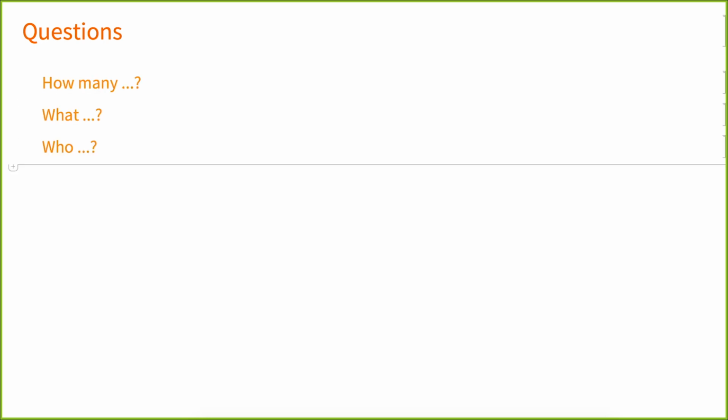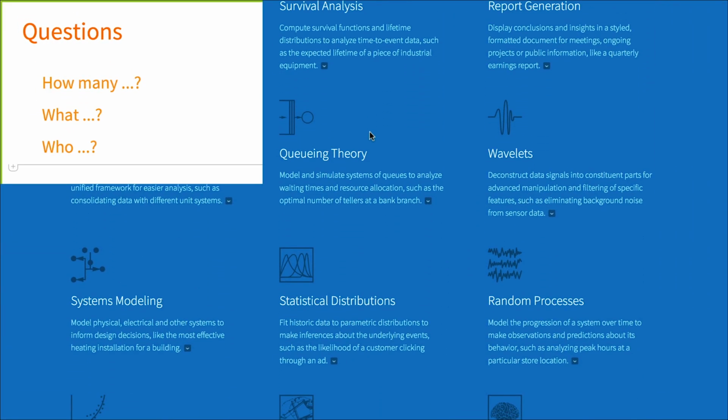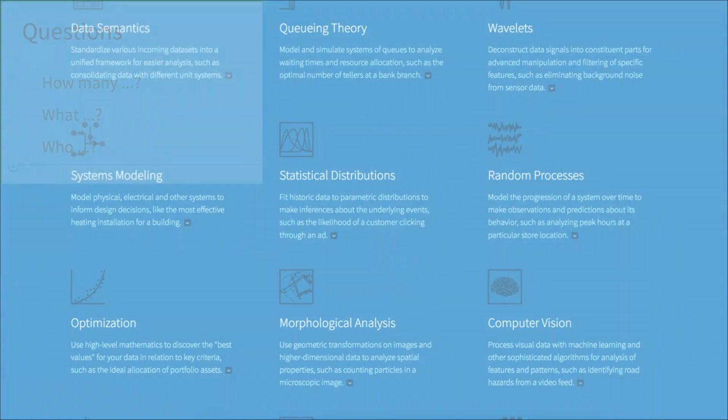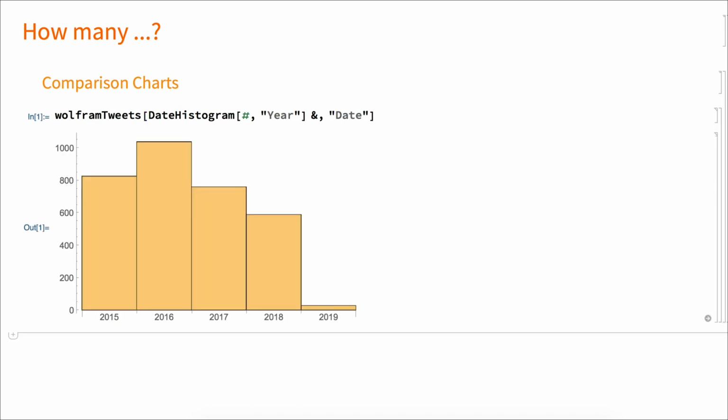At the beginning of the project, we framed questions of the type how many, what, who, and so on. Now, for each of these questions, we can pick an algorithm or technique that helps to provide a meaningful answer. Let's start out with how many. Comparison charts can help answer questions about the number of tweets. Here is a date histogram from the exploration stage of the workflow showing the number of tweets by year.